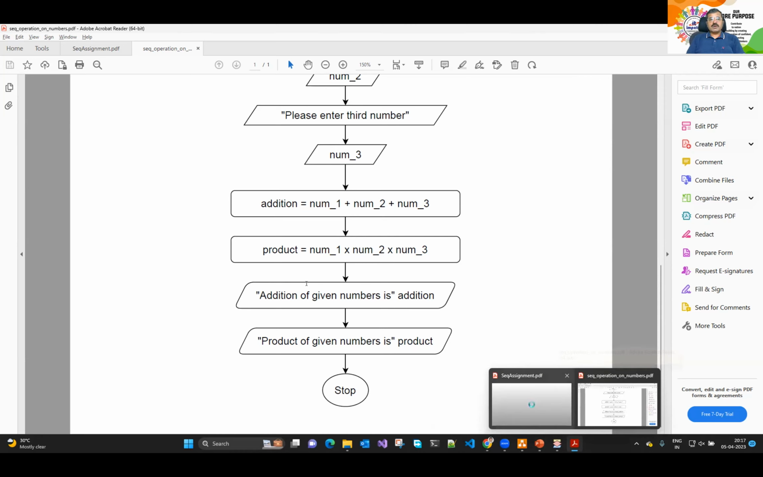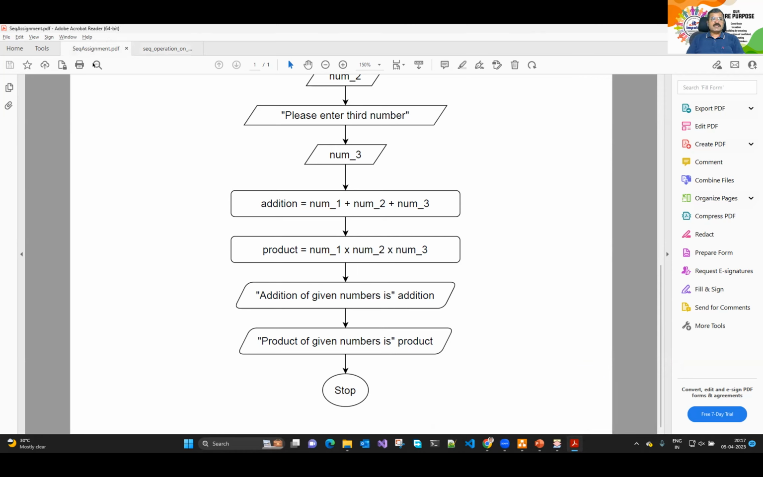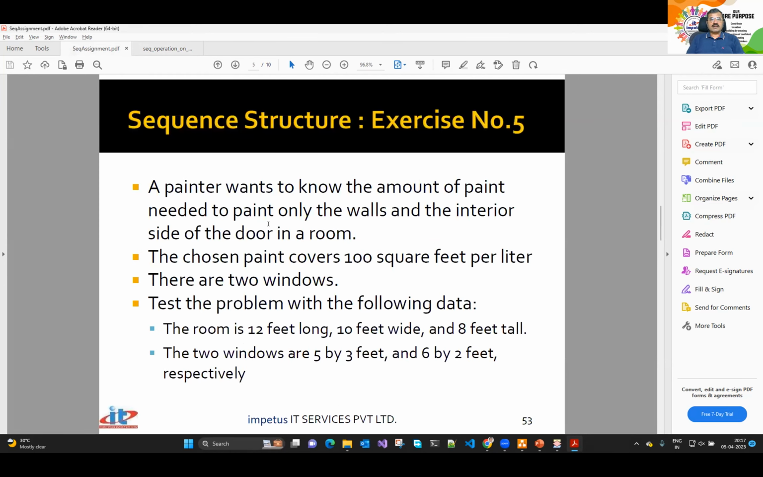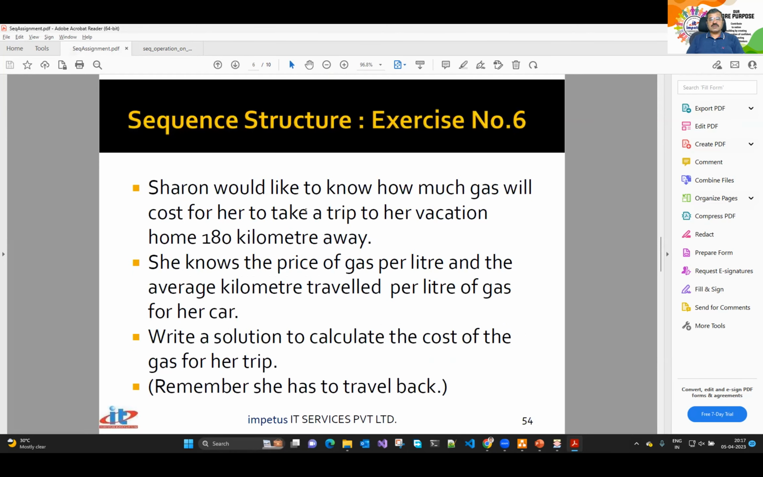The other question that was given was about the trip. I'm directly jumping onto that particular problem statement, the reason is very simple: Kaustubh has solved it, so we'll talk about it. So this was an assignment. Those who were not present yesterday, have a look at this particular assignment. It says, Sharon would like to know how much gas will cost her to take a trip to her vacation home 180 kilometers away.